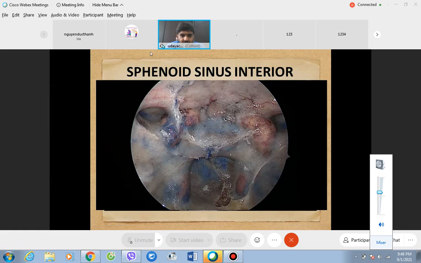Now the important structures we have to see in this, the most important thing is the internal carotid artery. This is the internal carotid artery, left sided, right sided. This is the optic nerve. These two optic nerves enter and form the optic chiasma somewhere inside here. This bulge is the sella, which has the pituitary behind it, and this fossa is the clivus. The clivus is below this.